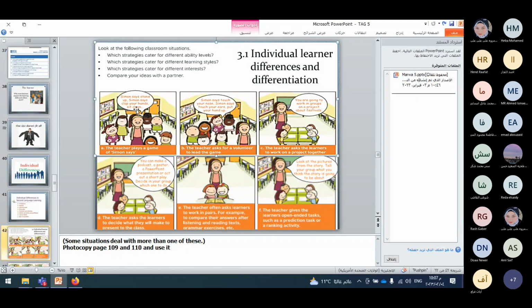Simon says, clap your hands. Simon says, sit down. Here, the teacher plays a game of Simon says.